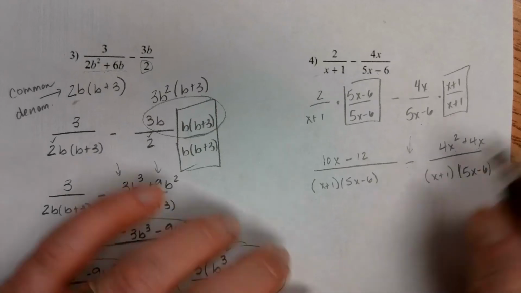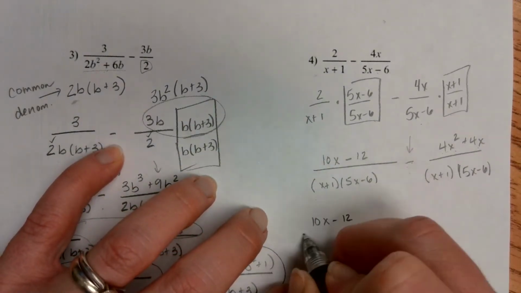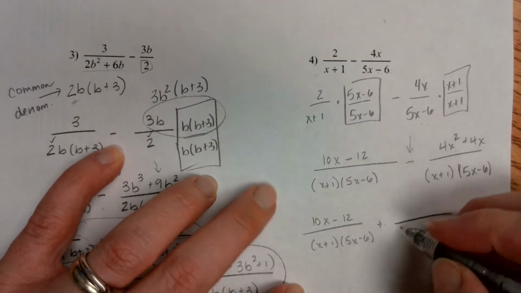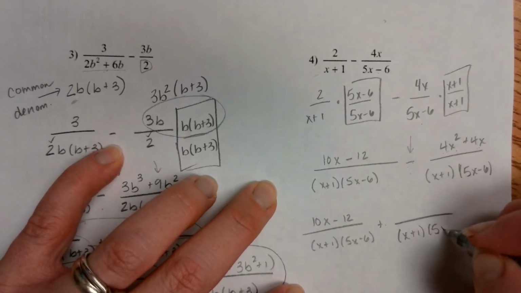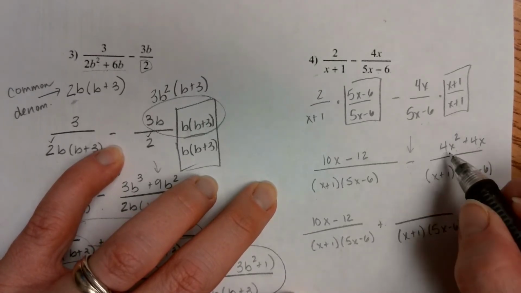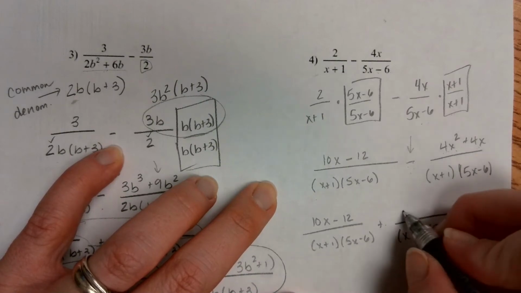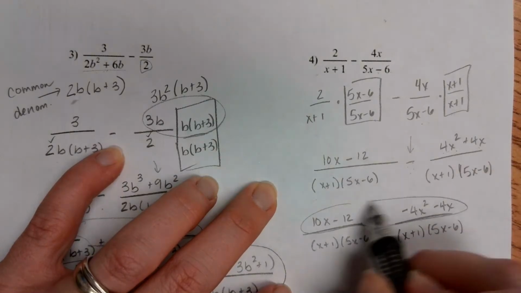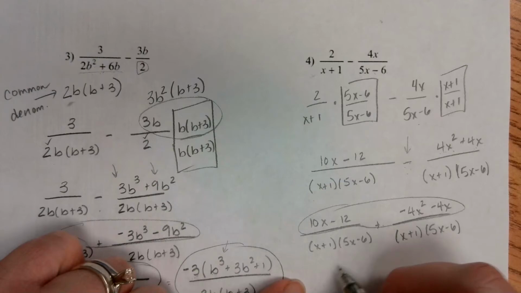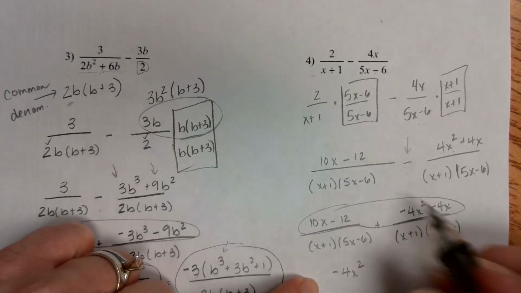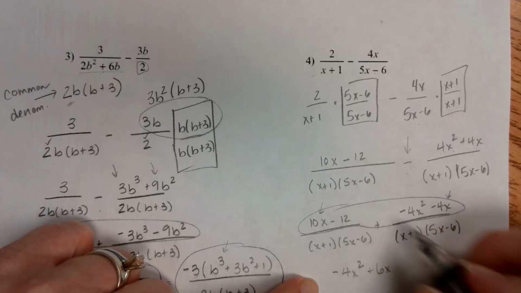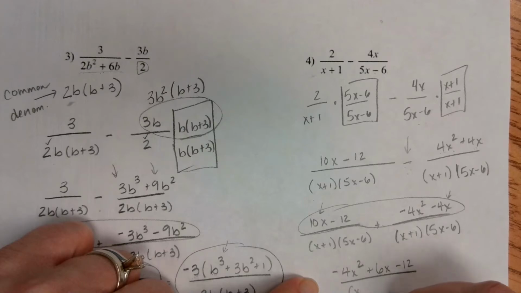So I'm going to rewrite this as an addition problem. These can get a little bit lengthy when you're writing all of your stuff out. It is recommended to take the time to write out all of your steps so that you don't miss a sign. So I'm subtracting this numerator, so I'm going to add the opposite. So that's going to be a negative 4x squared and then a negative 4x. And then I'm going to go through and combine like terms from those two numerators. So in order, we'll have a negative 4x squared. I have a positive 10x and a negative 4x. That would mean a positive 6x and then a minus 12 all over x plus 1 times 5x minus 6.